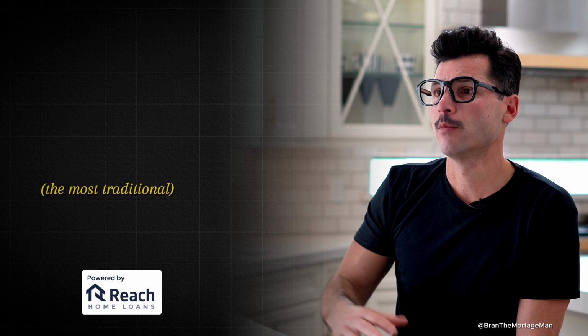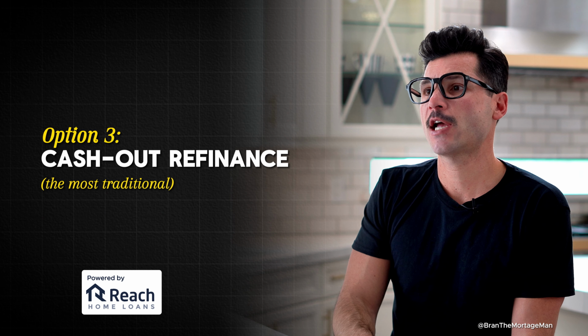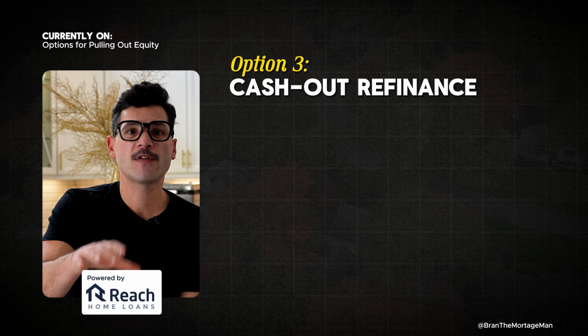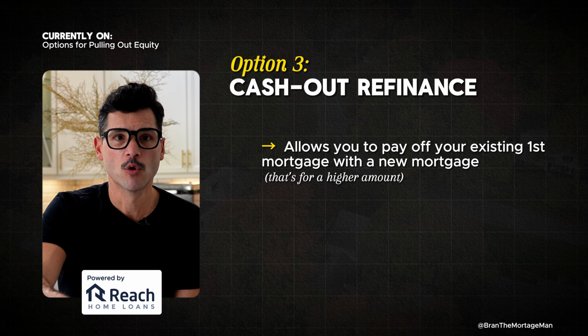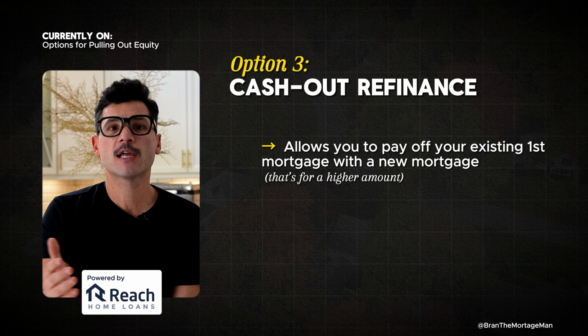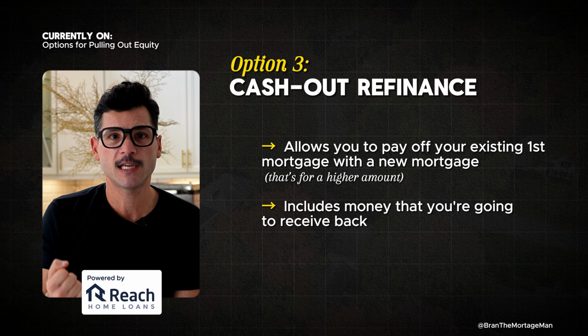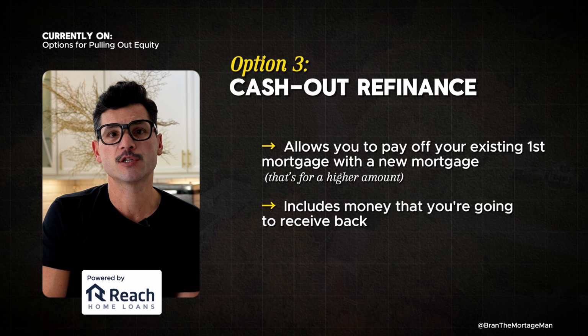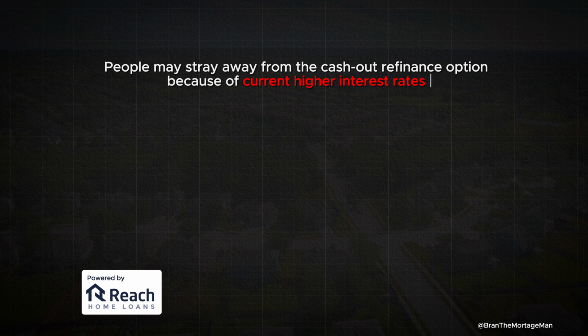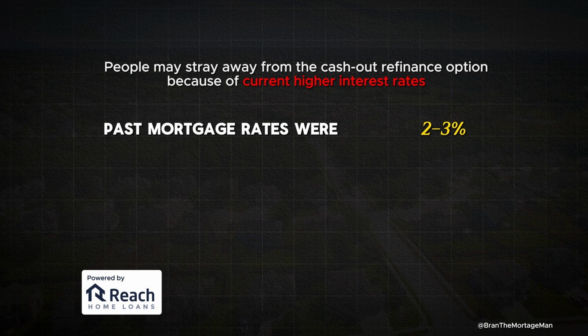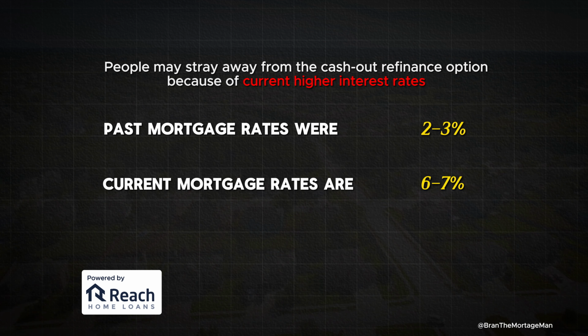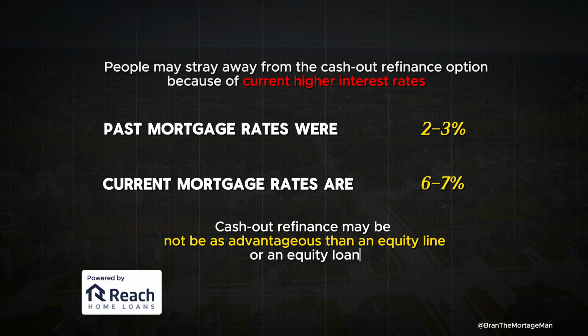The third way to access your home's equity is the most traditional, and that's with a cash out refinance. So a cash out refinance means you're actually going to pay off your existing first mortgage with a new mortgage that's now for a higher amount because it includes money that you're going to receive back in the form of this new mortgage. Now, a lot of people are straying away from this option only because they might have gotten their mortgage when rates are in the 2s and 3s, and now rates are in the 6s and 7s, and they don't really see it being as advantageous as maybe going with an equity line or an equity loan option.